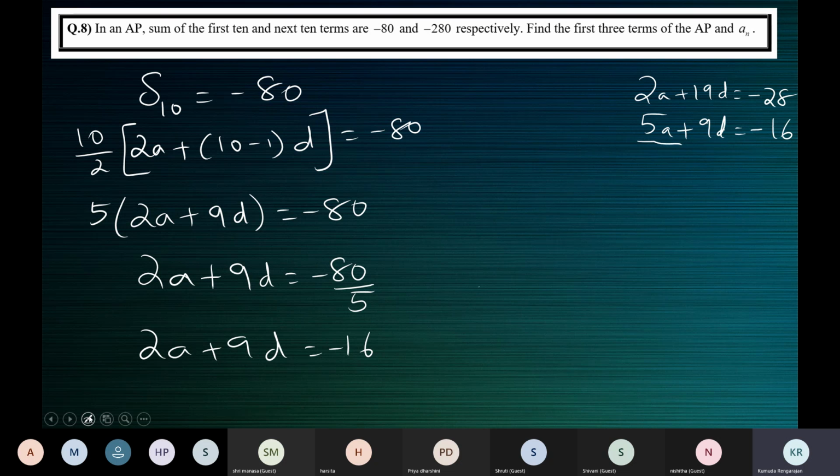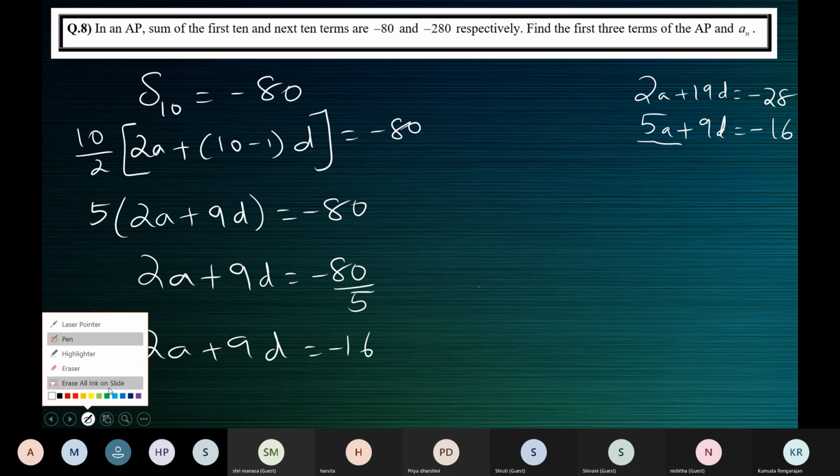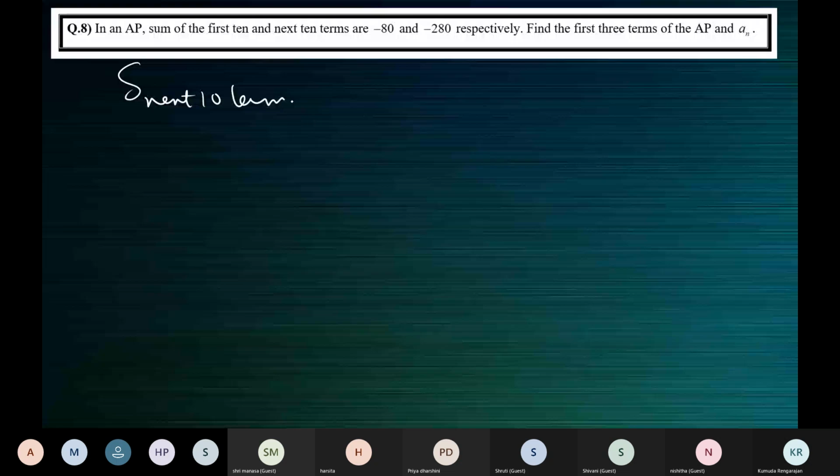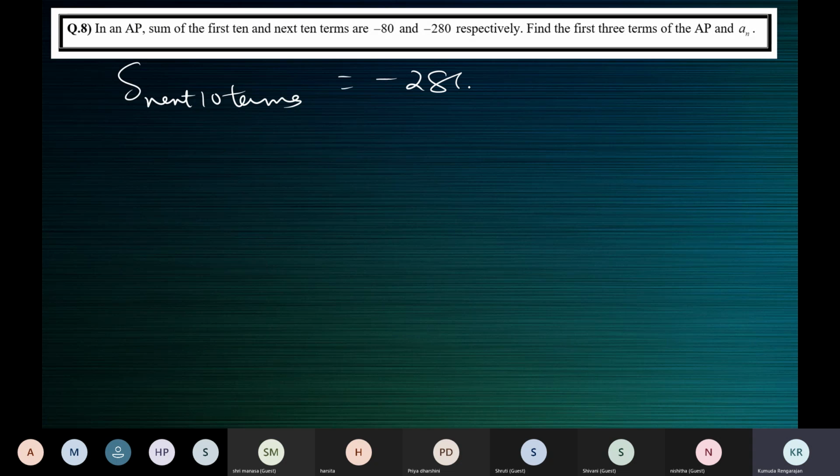The next one, I'm clearing the slide. Then it's given that the sum of the next 10 terms is minus 280. Next 10 terms meaning this is given, but we can do it in more than one way. So I'll do it like this now. Sum of the first 10 terms plus the sum of the next 10 terms is equal to the sum of the first 20 terms.